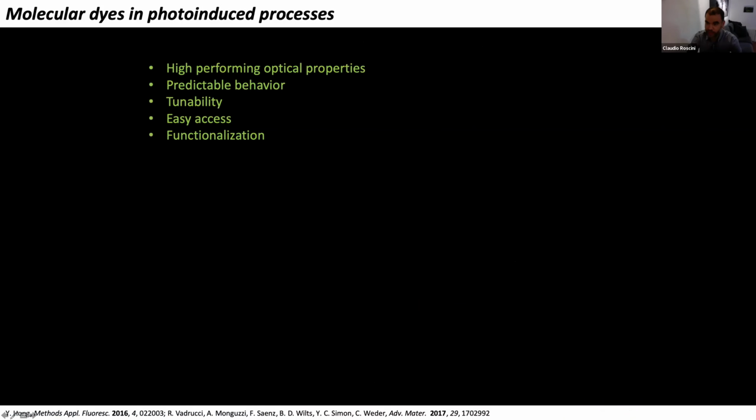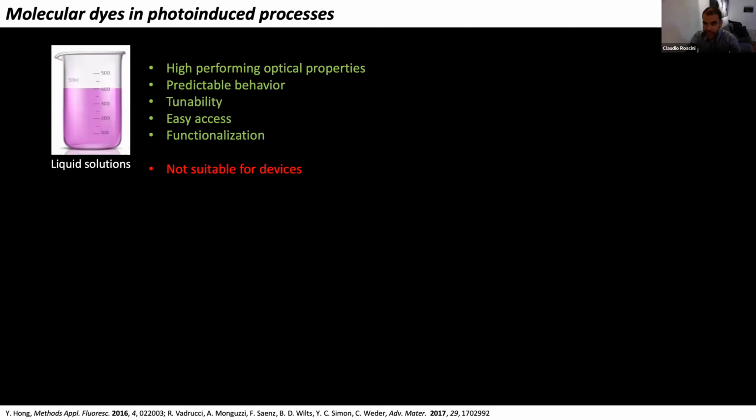work with molecular materials, in this case with molecular dyes, because most of the time they have very high performing optical properties, and they allow a very good tunability of the optical properties. They generally show very high quantum yield of luminescence and high extinction coefficients. So they allow to work very well with them in different environments. And of course, you can also tune the properties by functionalizing them. But this is mainly true when we work in liquid solutions.